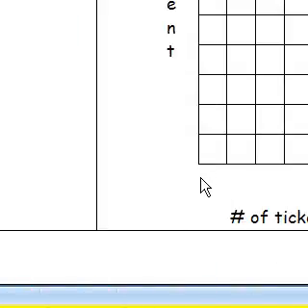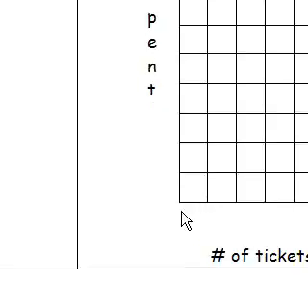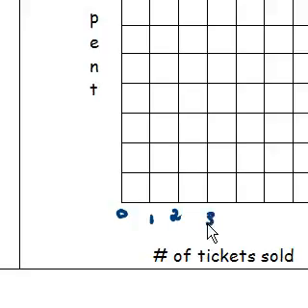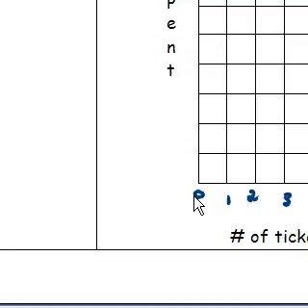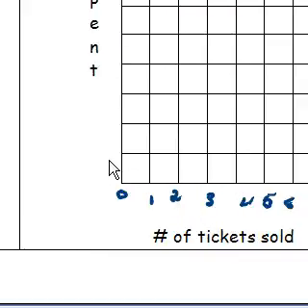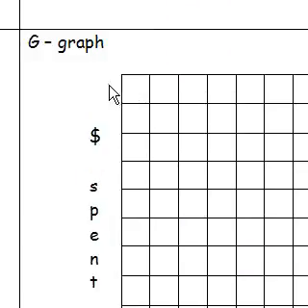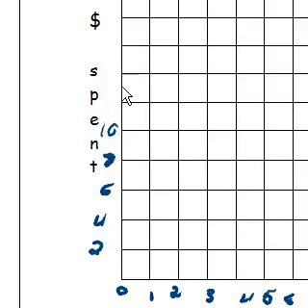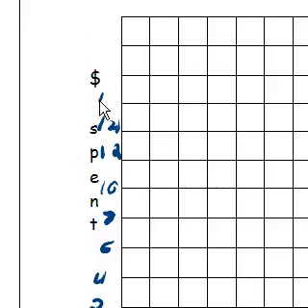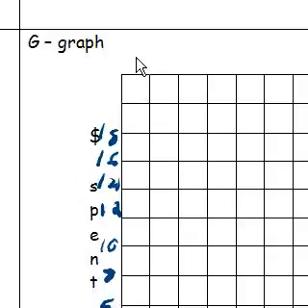At 0 tickets, so we can go ahead and label our axes down here, 0, 1, 2, 3, 4, 5, 6, 7, and dollars spent. Because our domain is 0 to 3, our range is really 0 to 18. So it looks like we can count by 2s here: 2, 4, 6, 8, 10, 12, 14, 16, 18.